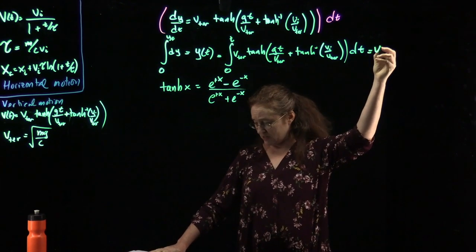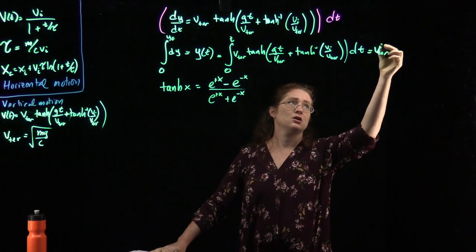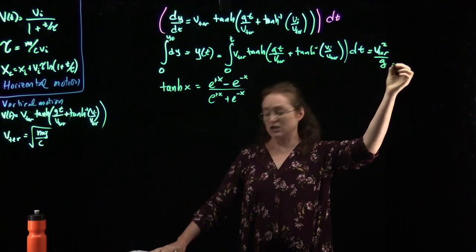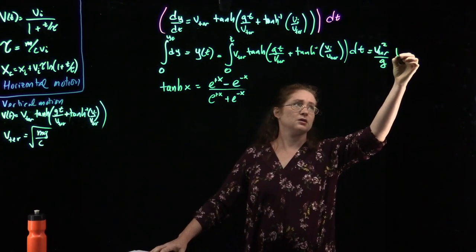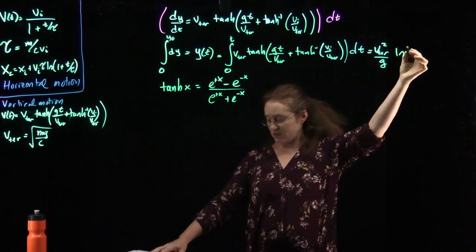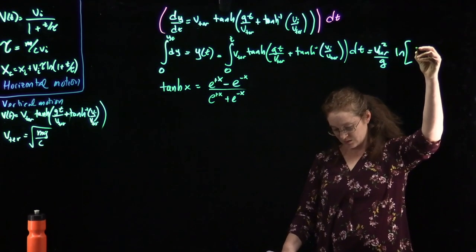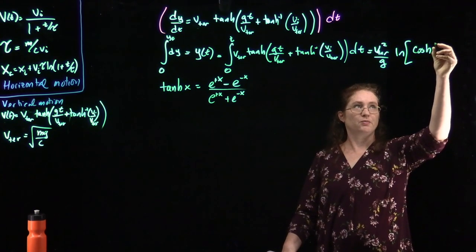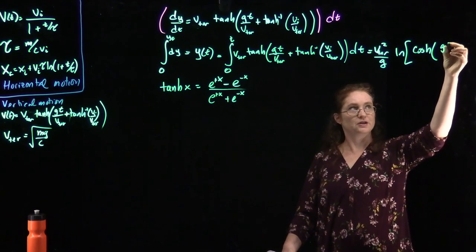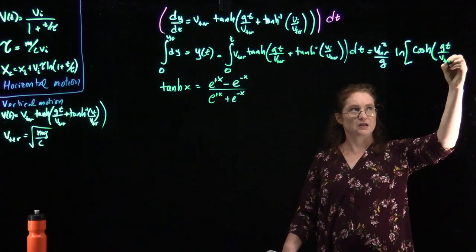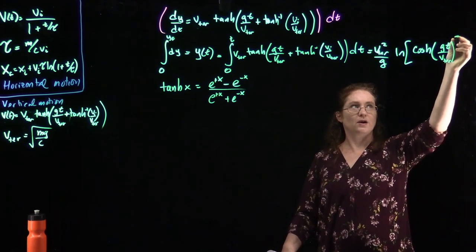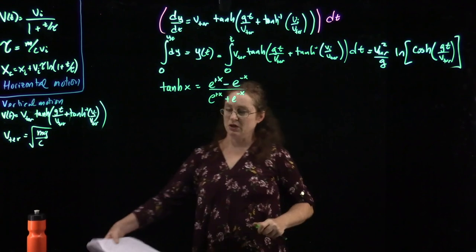And we get v_ter squared over g times the natural log of the hyperbolic cosine of g t over v_ter. Okay, so how do we really do these in the real world?